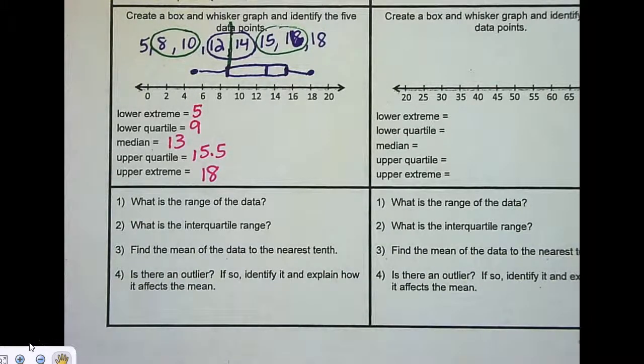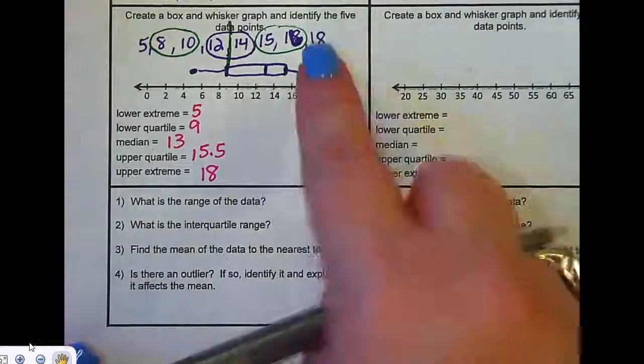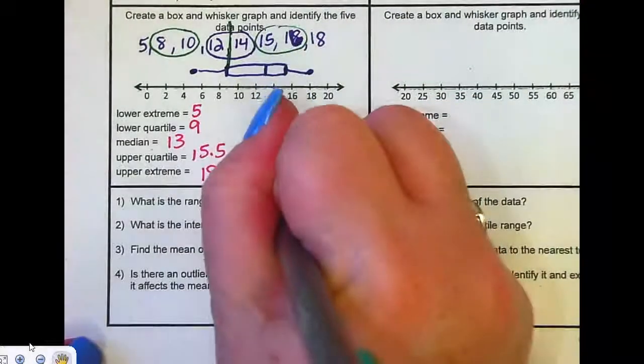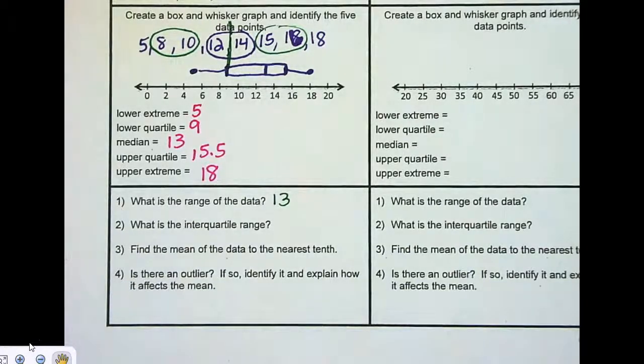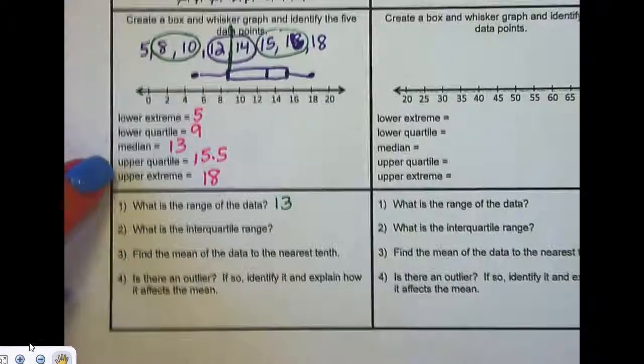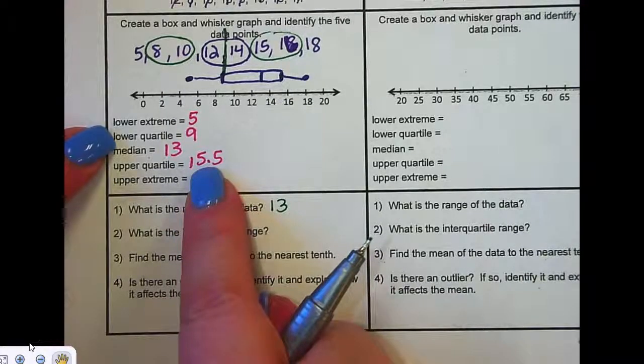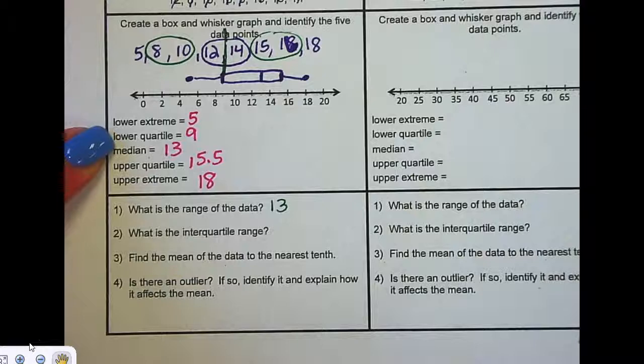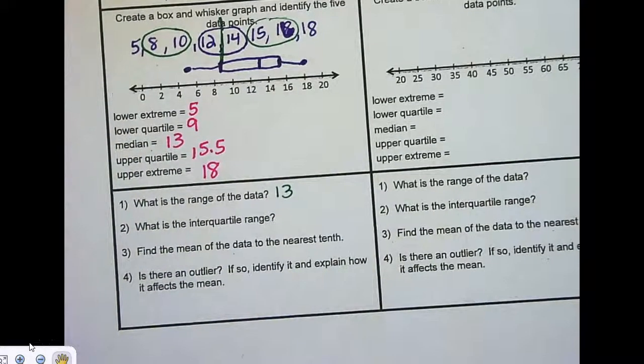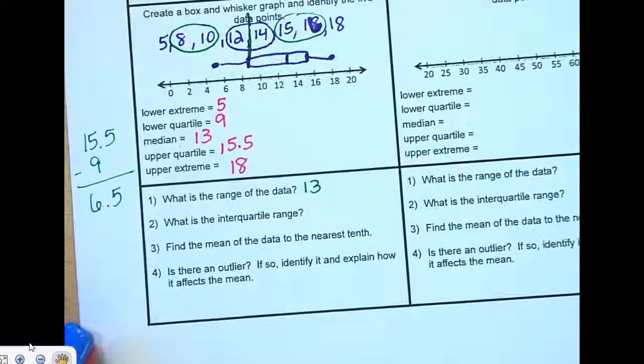What's the range of the data? Remember, the range is the high minus the low. We're not talking about the interquartile range. What is it, Elijah? So you've got to find an actual one number for a range. 13. So we would say it's 18 minus 5, and so our range is 13. Interquartile range, right? That's the range of the box. So that's the upper quartile minus the lower quartile. So 15.5 minus 9. 6.5.